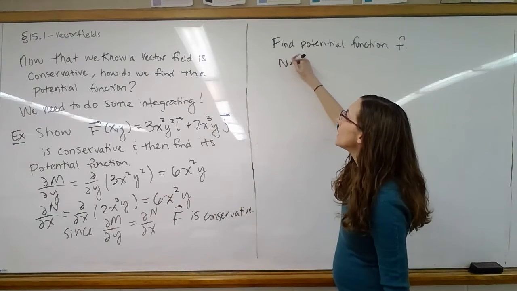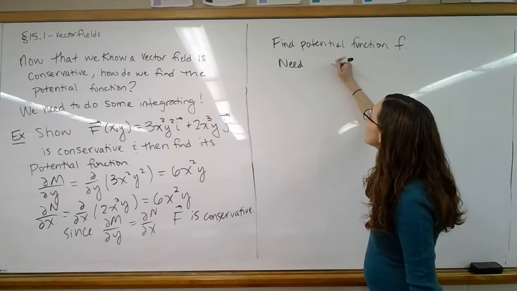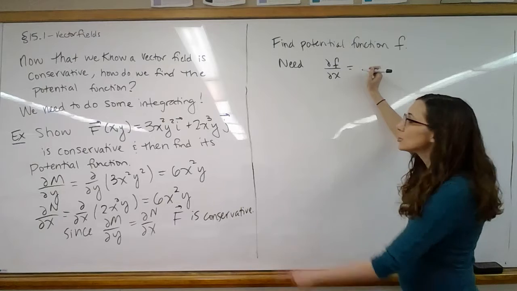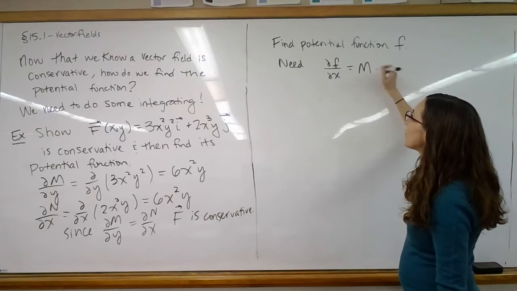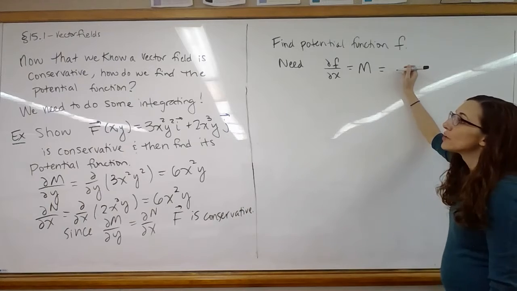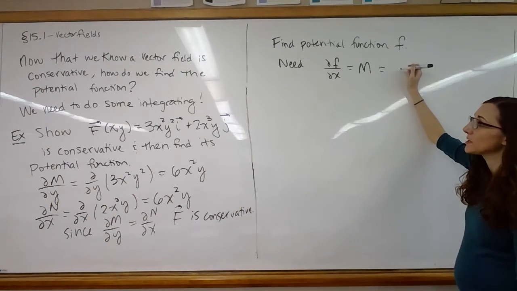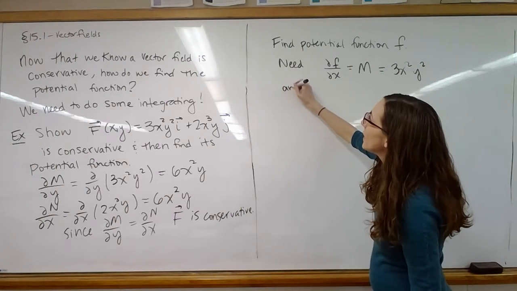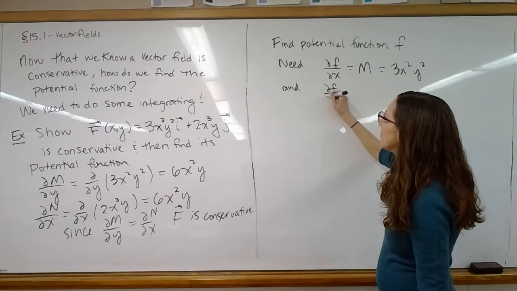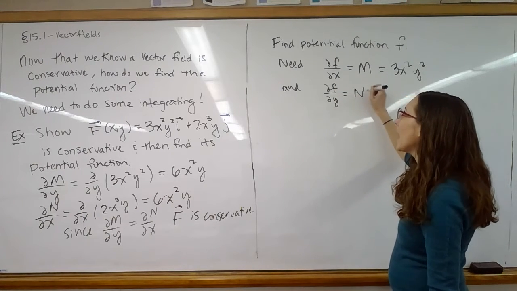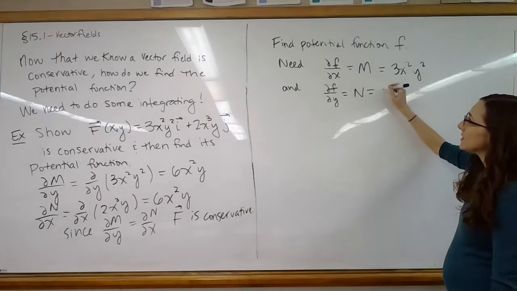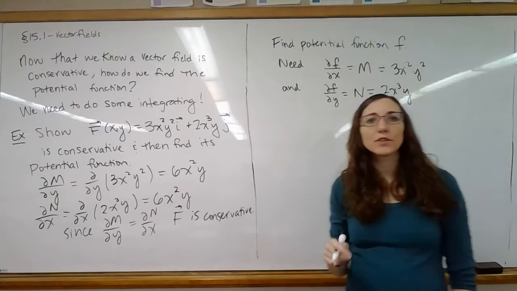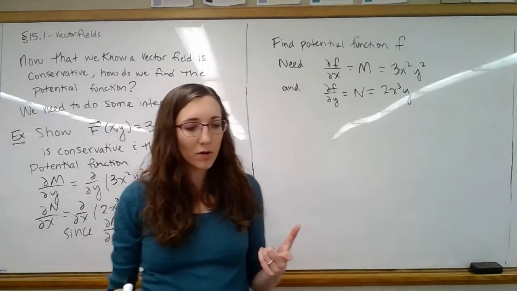Well, think about the fact that we need little f. If we took its partial with respect to x, we should get the first component of F, which is that M component. So the partial of little f with respect to x should be 3x squared y squared, and the partial of f with respect to y should be N, the second component, which in this example is 2x cubed y. So let's start with the first one, and let's try and go backwards.